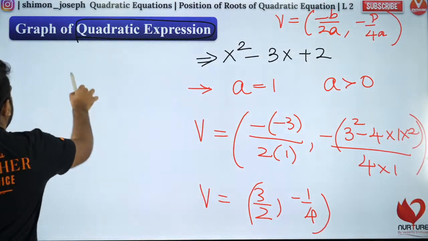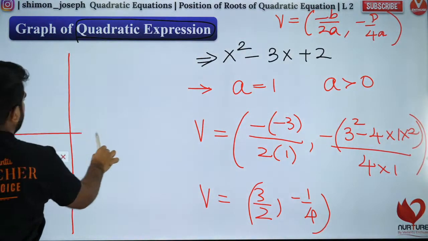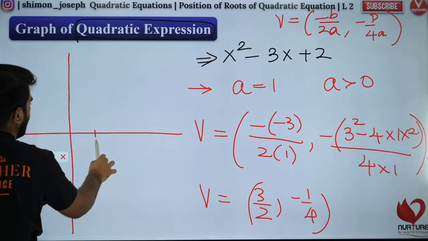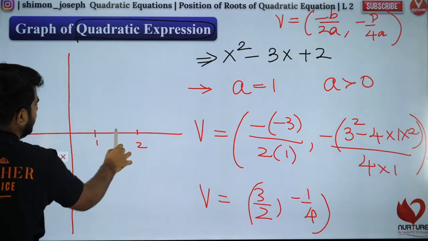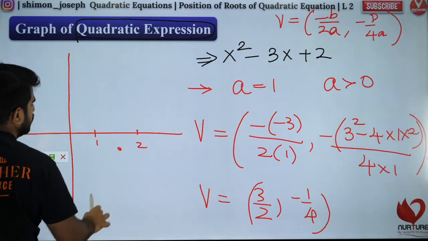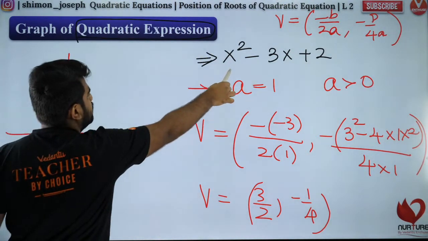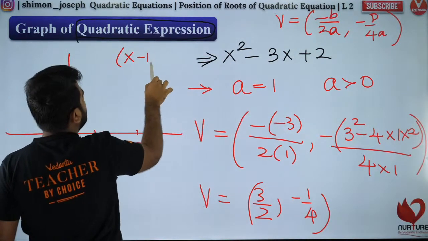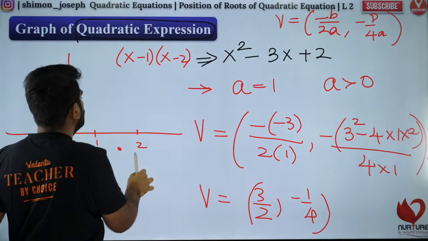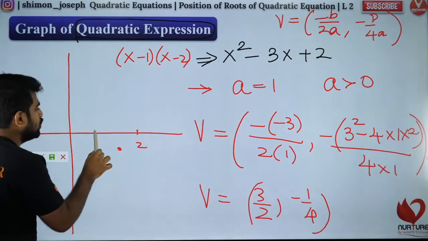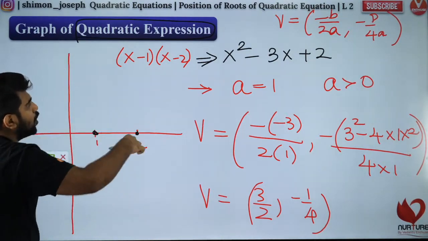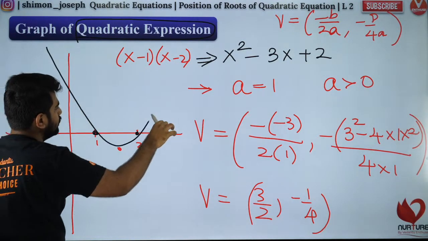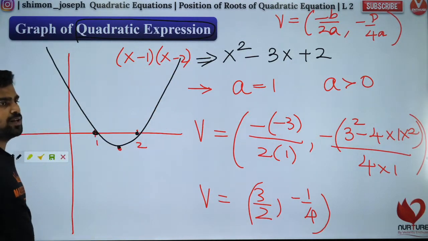So how will the parabola look? The vertex will be at 3 by 2. 3 by 2 means, let's say this is 1, and this is 2. 3 by 2 will be in between, and minus 1 by 4. And what are the zeros of this polynomial? Where does it become 0? If I factorize it, I'll get x minus 1 into x minus 2. So the roots are 1 and 2, and it is an upward opening parabola. So this is how it will be. That's how you draw it.